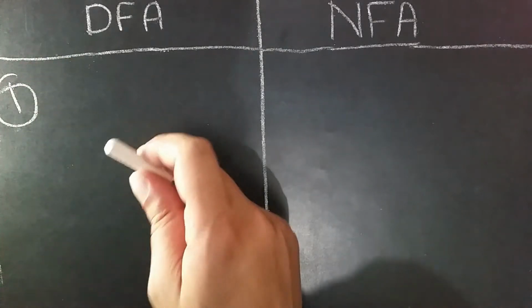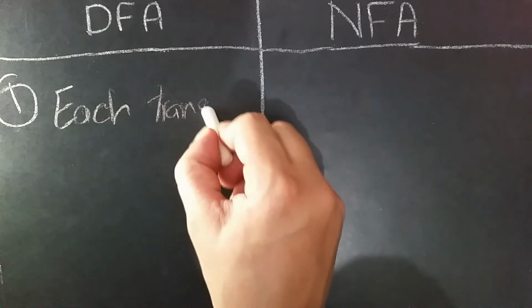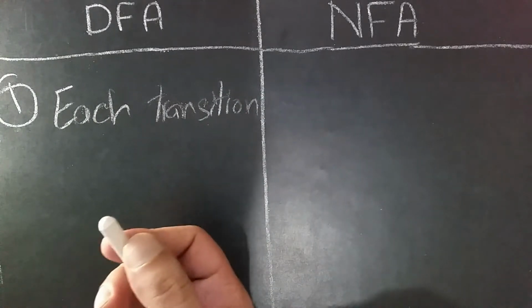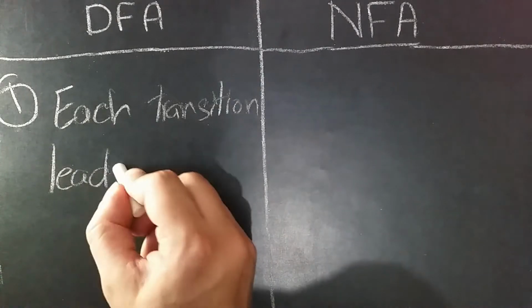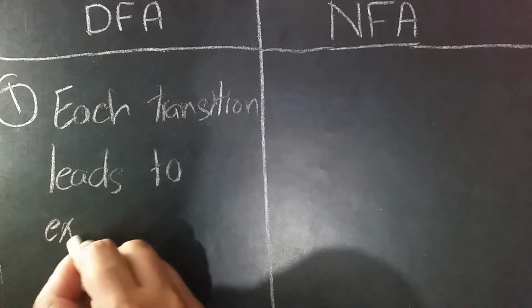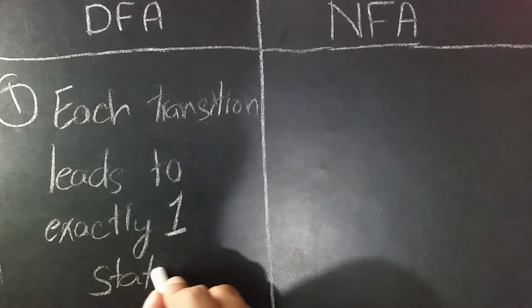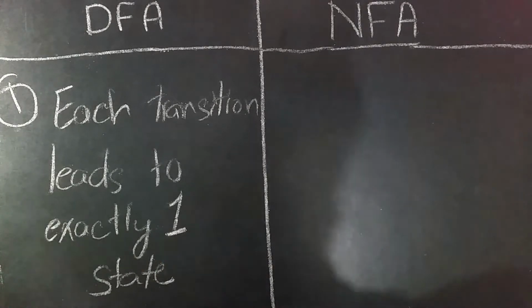Now the major difference between DFA and NFA is that in deterministic finite automata, each of the transitions leads to exactly one state. Now since it leads to one state, that's why it is known as deterministic finite automata. Given the state and given the input, we can exactly determine where the next state would be.